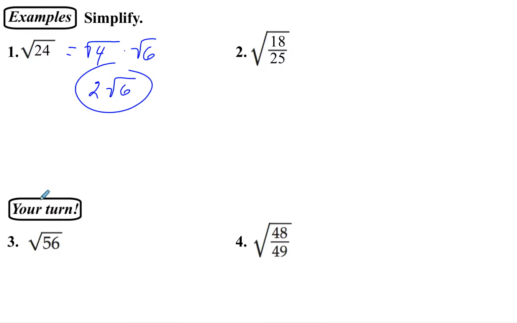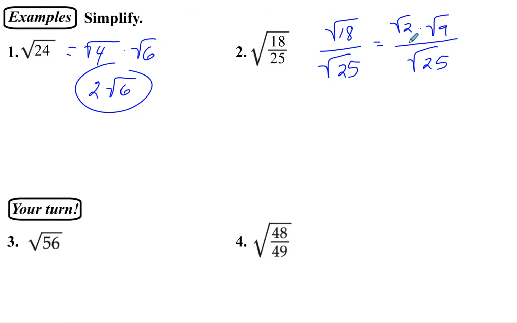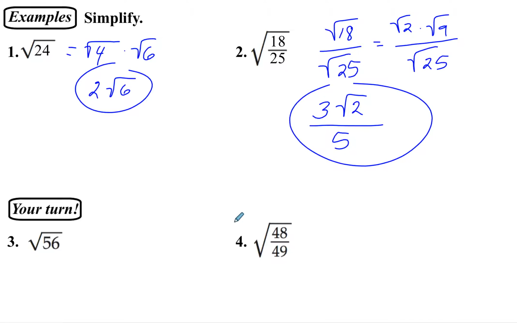All right, over on the right-hand side, number 2, I could write this as the square root of 18 divided by the square root of 25. I'm going to rewrite the numerator as the square root of 2 times the square root of 9. 9 is a perfect square. Remember, we're looking for those perfect squares that we can take out. So 2 is going to be stuck, but the square root of 9 is really 3, so that's going to come out of the radical. 2 stays under the radical because it doesn't have a partner, right? And the square root of 25 is 5. So that's the answer for number 2.